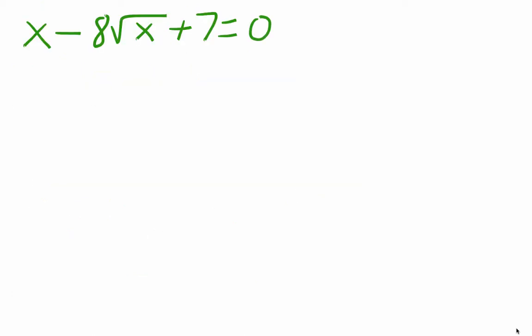So now I have x minus 8 square root of x plus 7 equals 0. So it's already set equal to 0, so I don't have to worry about that. So this is a new one here. The first thing I'm going to do when I have something that looks like this is look at my a term, which is the coefficient there, so a equals 1, b equals negative 8, and c equals 7.